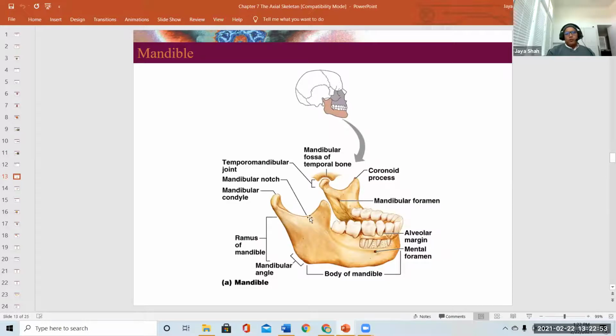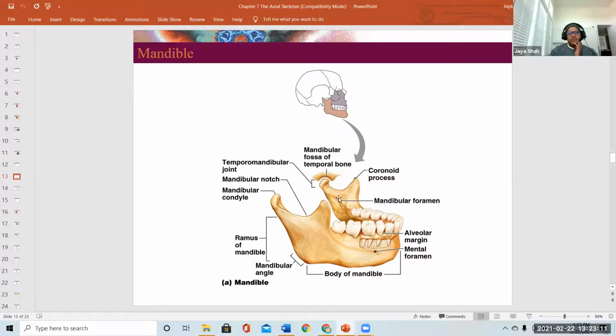This is the mandibular notch. This is the coronoid process, and this is the condyle. Here, the ramus, angle, and body of the mandible. And if you go to the medial side, on the right side you cannot see it, but on the left side, you can see the mandibular foramen.